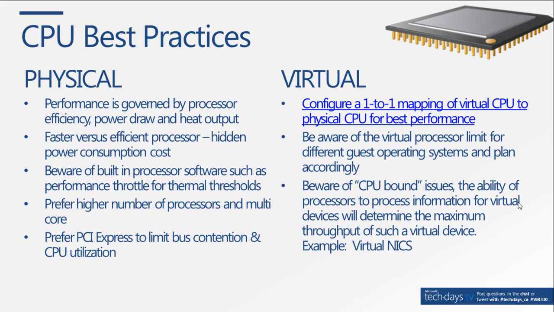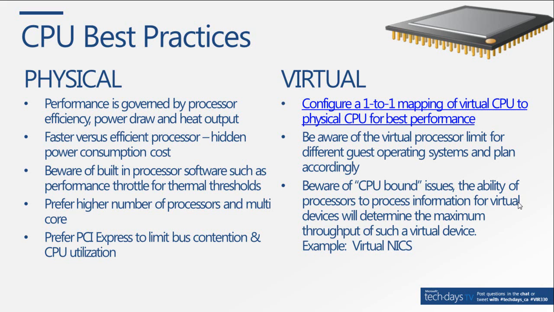Again, be aware of the virtual processor limits for different guest operating systems. Hyper-V in Windows Server 2008 R2 supports up to 4 virtual CPUs per virtual machine. In Windows Server 8 Beta, that number goes up significantly to 32. But again, today it is 4, so just be aware of that as well.